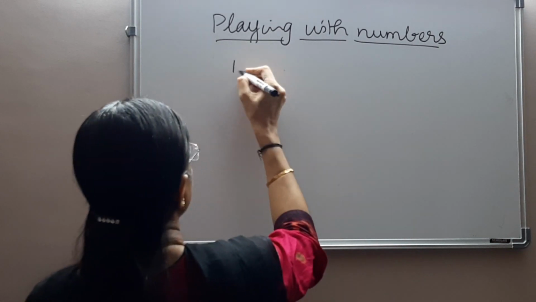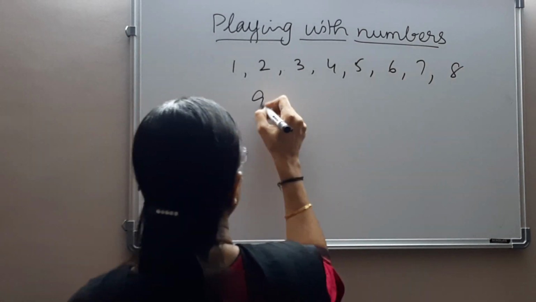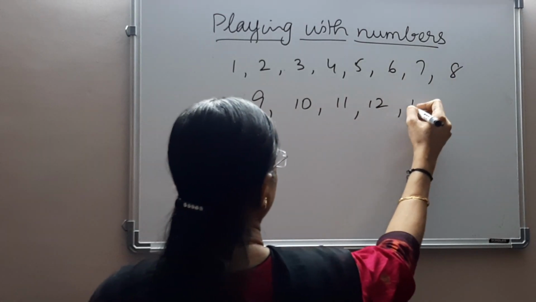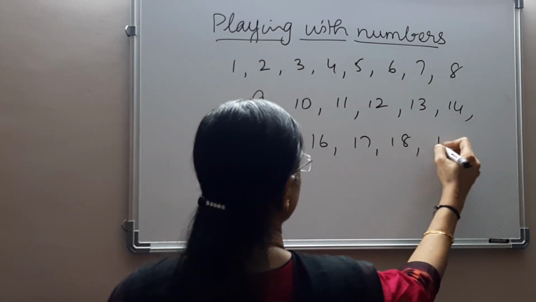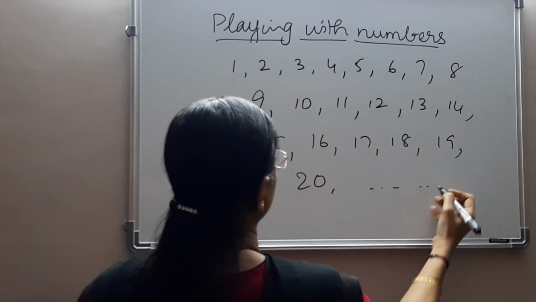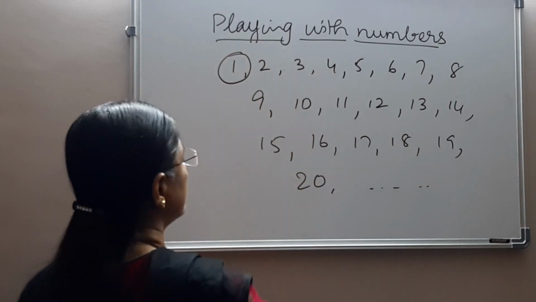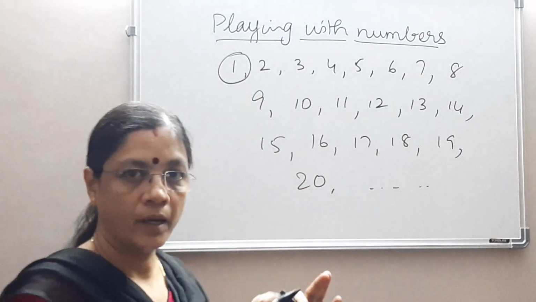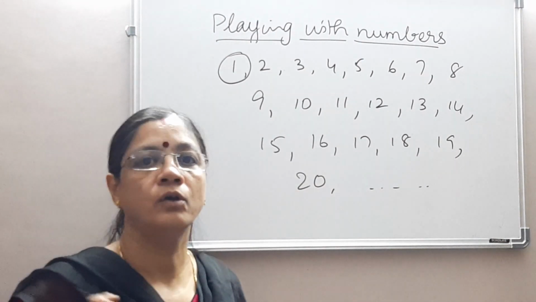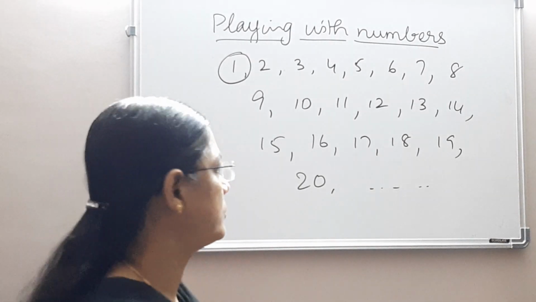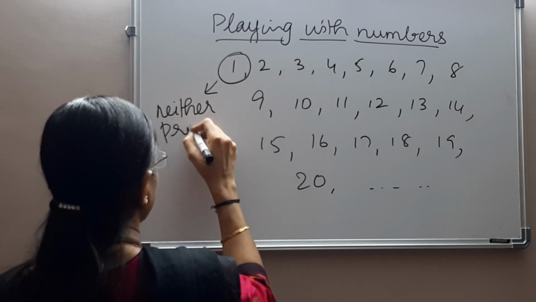So let me write numbers 1, 2, 3, 4, 5, 6, 7, 8, 9, 10, 11, 12, 13, 14 and the list goes on, it never ends. But I write certain numbers for us to understand what prime and composite numbers are. Now in these numbers, 1 is always taken as a special number. It doesn't fall under the list of prime and composite. So 1 is neither prime nor composite. You need to remember this.